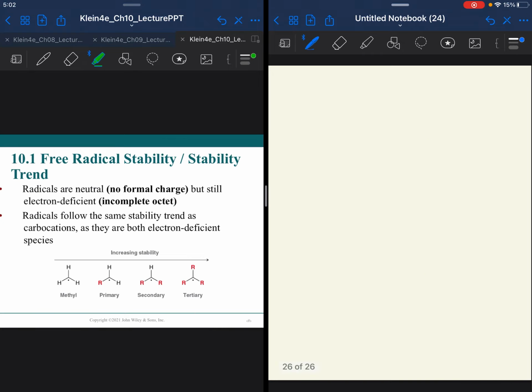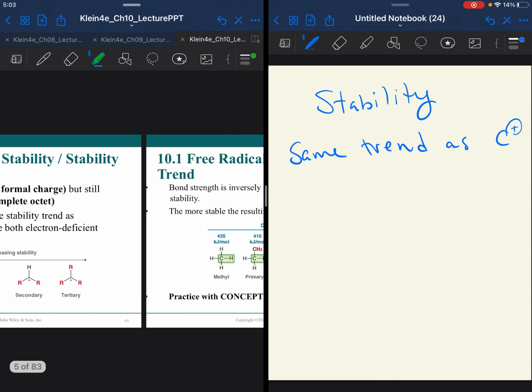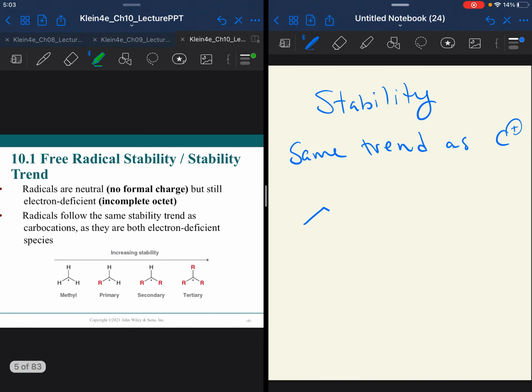When we think about stability, we are going to see the same trend that we saw with carbocations. So your tertiary radical is going to be more stable than secondary, more stable than primary, more stable than methyl. Resonance also plays a role. So, for instance, if we had this primary radical versus this primary radical, this one's more stable.